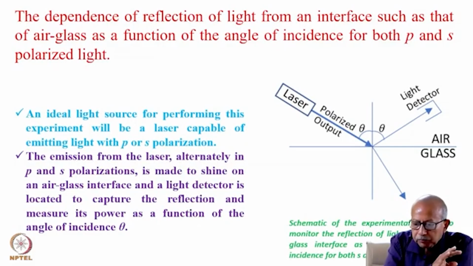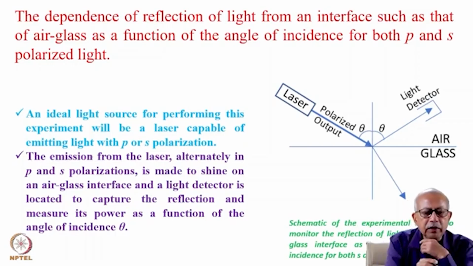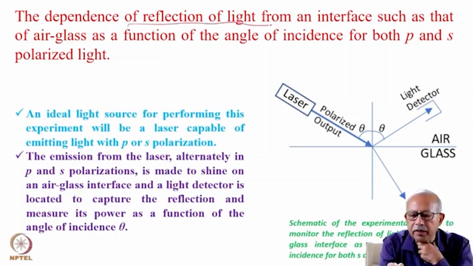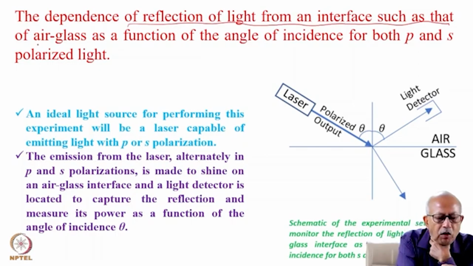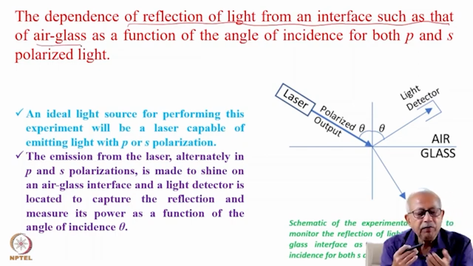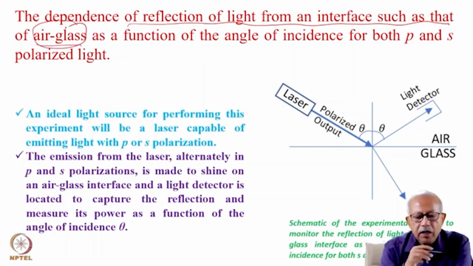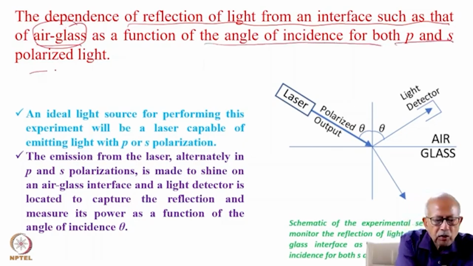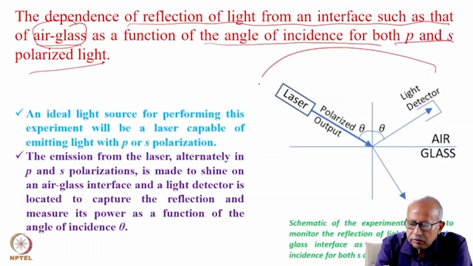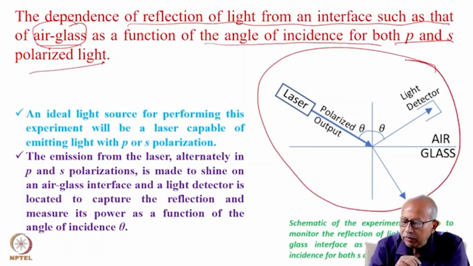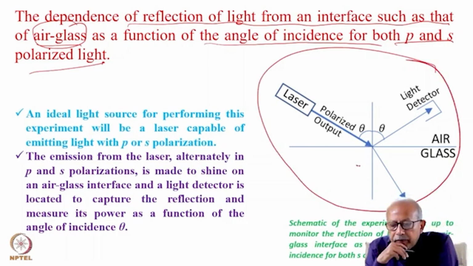Now, in order to find the dependence of reflection of light from an interface such as that of an air-glass, can be any interface. Let us consider air-glass as a function of the angle of incidence for both P and S polarized light. We have to conduct an experiment, the schematic of which is shown here.